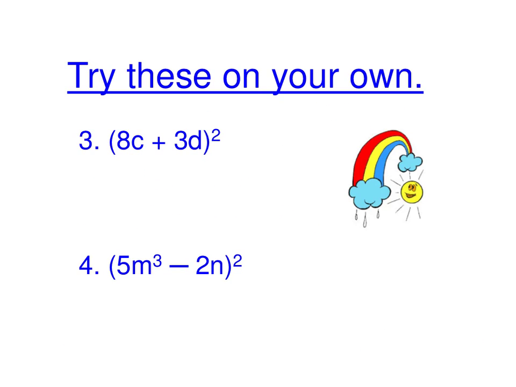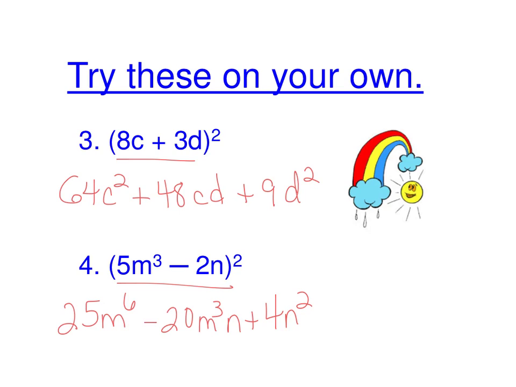Alright, here are 2 for you to try on your own. Here is the square of a sum and the square of a difference. See if you can use the special pattern, or if you need to, FOIL it out. You're going to get the same answer in the end. Restart the video when you're done to check your work. Alright, here's what I got. If you've got any questions about how I got it, ask me in class.